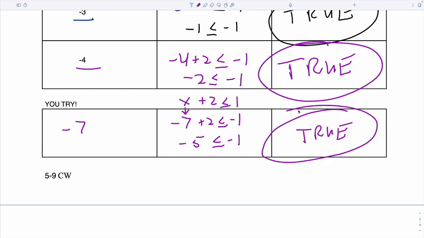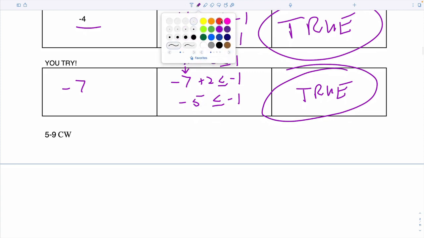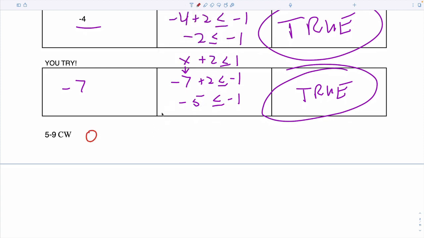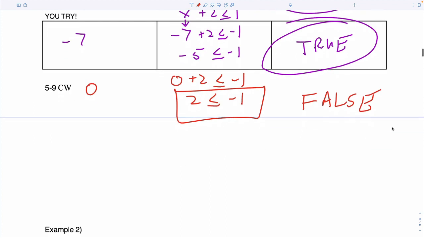Did anyone get one that's false? Logan, what did you choose? I did 0. 0 would come up with a false solution because 0 plus 2 is not less than negative 1. 2 is not less than negative 1. That statement is false. What did you choose, Nora?